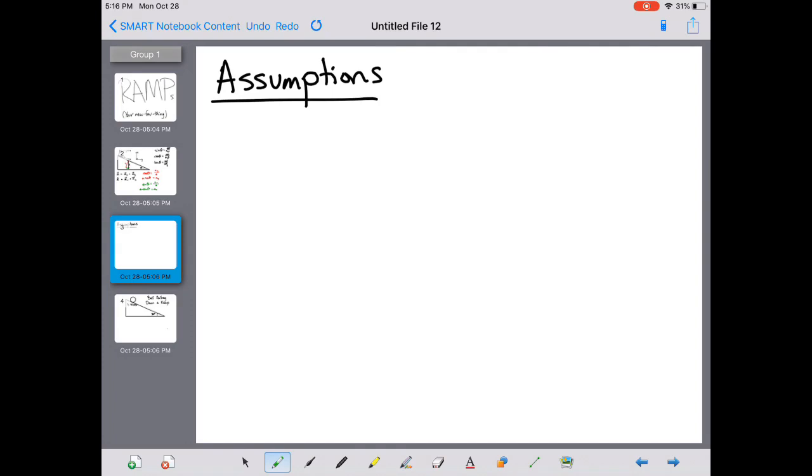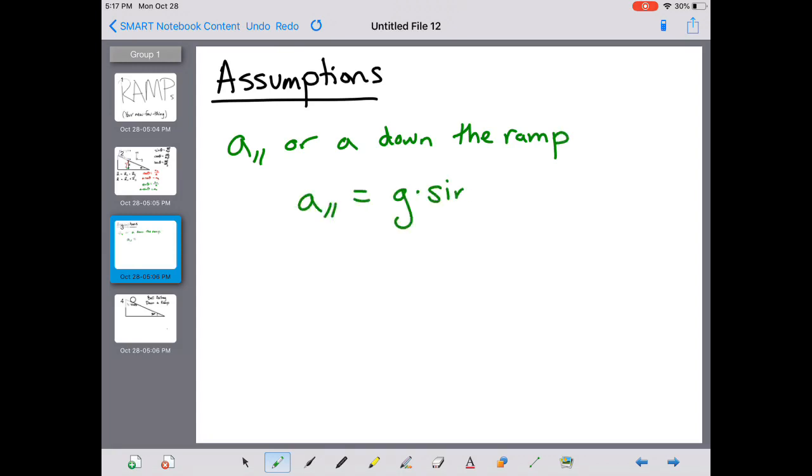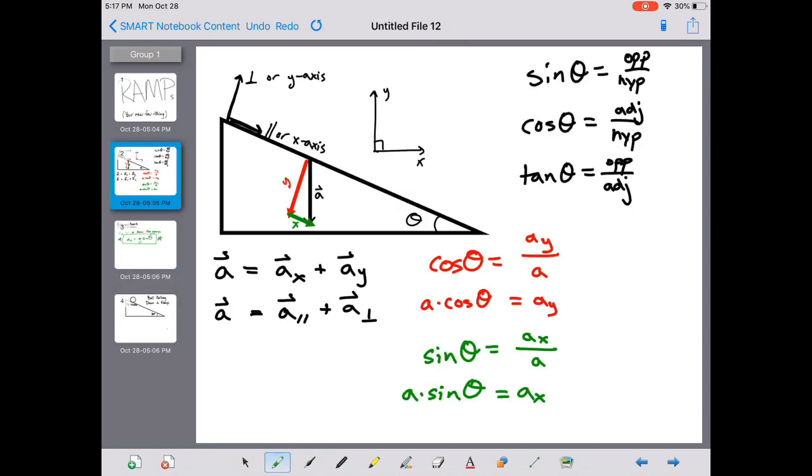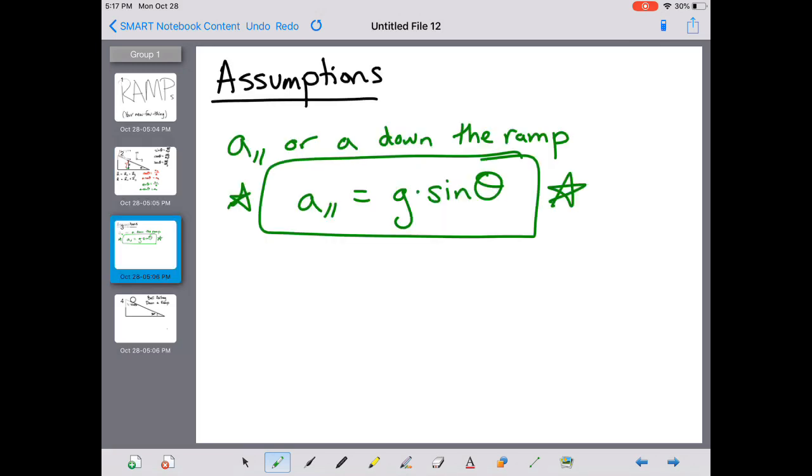Now, if that didn't make sense to you, here is what I need you to know. I need you to remember that acceleration in the parallel direction, or acceleration down the ramp, is equal to g times the sine of theta. Remember this, commit it to memory, whatever you need to do. But acceleration down the ramp is a component of the acceleration due to gravity. The reason for that is listed on this page right here, but as long as your problem is set up that way, this will be true.